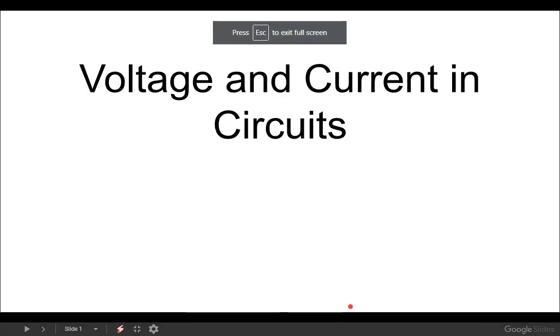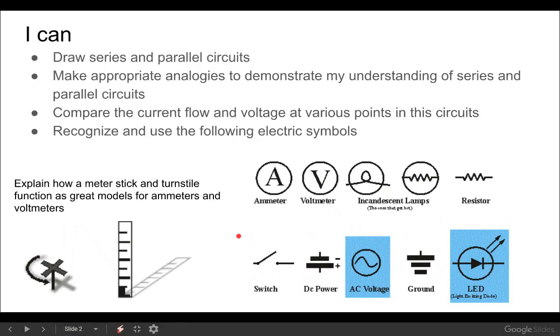Hey, welcome to Voltage and Currents in Circuits. So we've already looked at what the two quantities are in either case. And what you're going to want to be able to do now is combine the flow rate and the energy change in the construction of circuits.